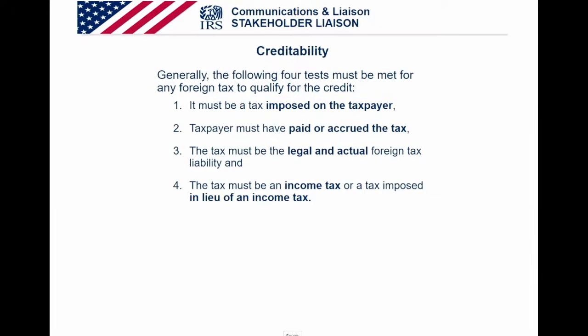Another group of taxes for which the FTC cannot be taken are excise and inheritance taxes. Excise and inheritance taxes are not creditable taxes for FTC purposes. And Publication 514, which I already mentioned, is a very good resource as it has a list of items that do not qualify for the foreign tax credit. And it also provides a list of taxes for which you can only take an itemized deduction.